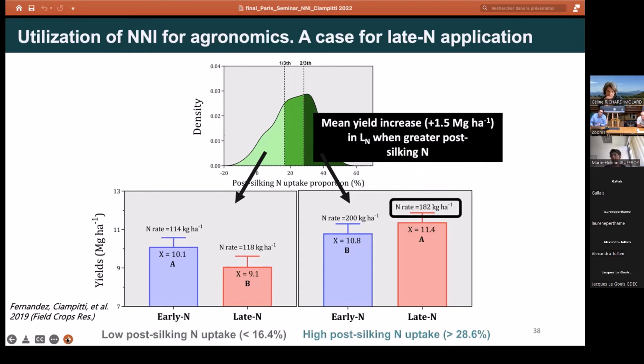Here is an example. Now the problem is, how do we include NNI in our diagnostic tools? Because many people are doing nitrogen applications late season, but they stop doing it because they see erratic responses, okay?